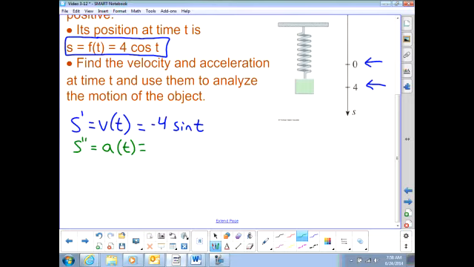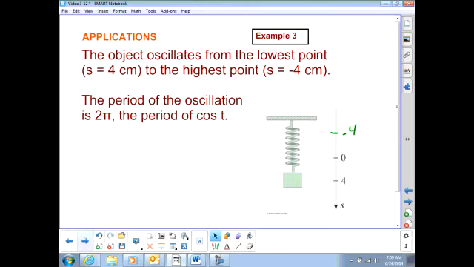Again, forget about the negative 4. Derivative of sine t is cos t. Multiply the negative 4 back in, we get negative 4 cos t. So again, these represent our velocity function and our acceleration function for this spring once we release it. So what's basically happening is it's going to oscillate. Once we release it at positive 4 here, the spring will bounce back and forth between 4 and negative 4 with a period of 2 pi for one complete oscillation.